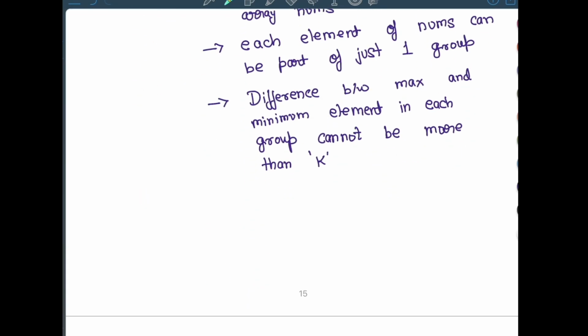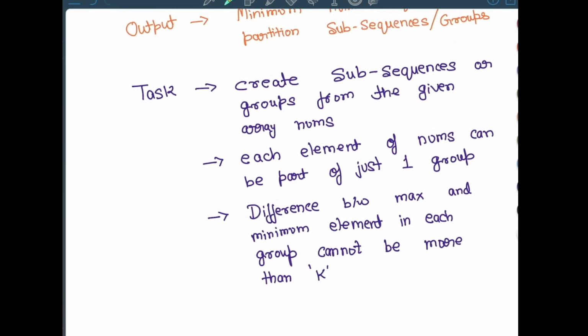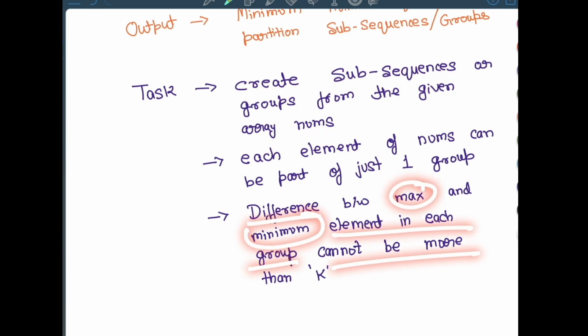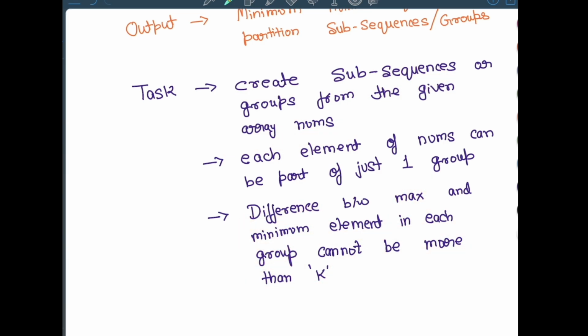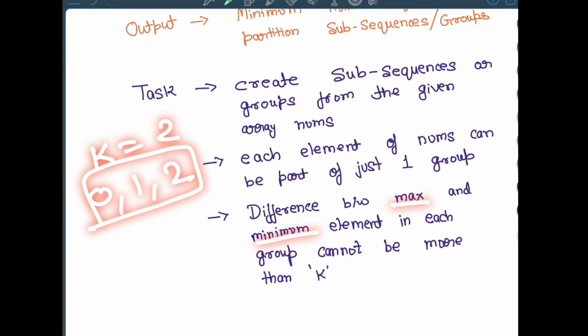So k is given in the input, and you need to be sure that whenever you are creating a subsequence or a group from the given array nums, the difference between the max and the min element in each of the groups should not be more than k. It can be up to k. For example, if the value of k is 2, then the difference between max and minimum can be 0, 1, or 2. It can be up to 2, but cannot be more than 2. It cannot be 3, 4, or 5, right?